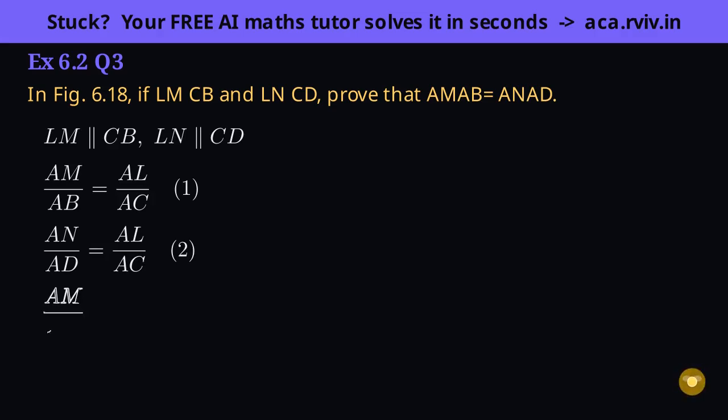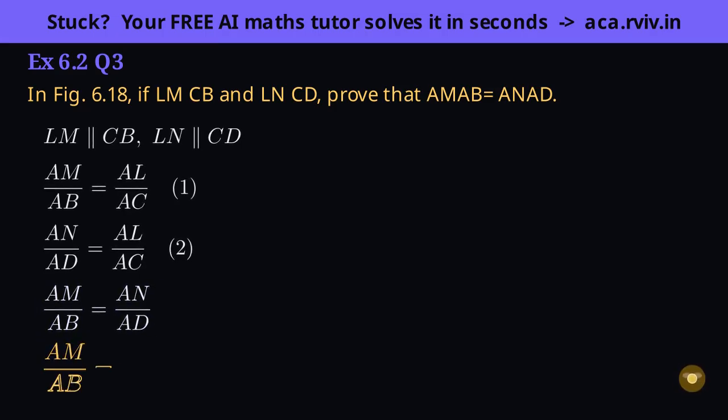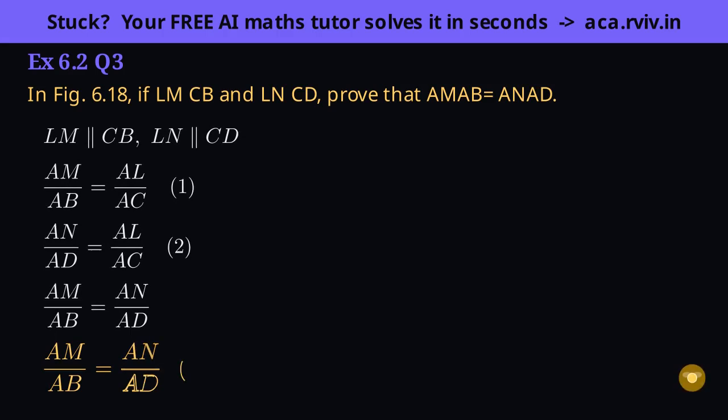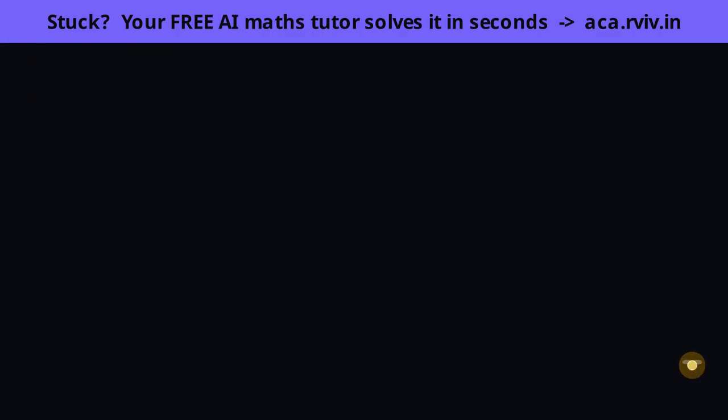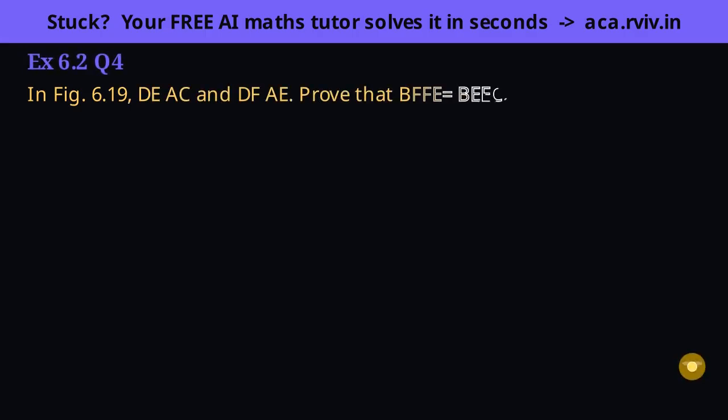Both 1 and 2 equal AL over AC, so their left sides are equal. Insight: a shared ratio like AL over AC is the bridge that connects two separate Thales results. Apply Thales twice and chain the results through BD over DA.